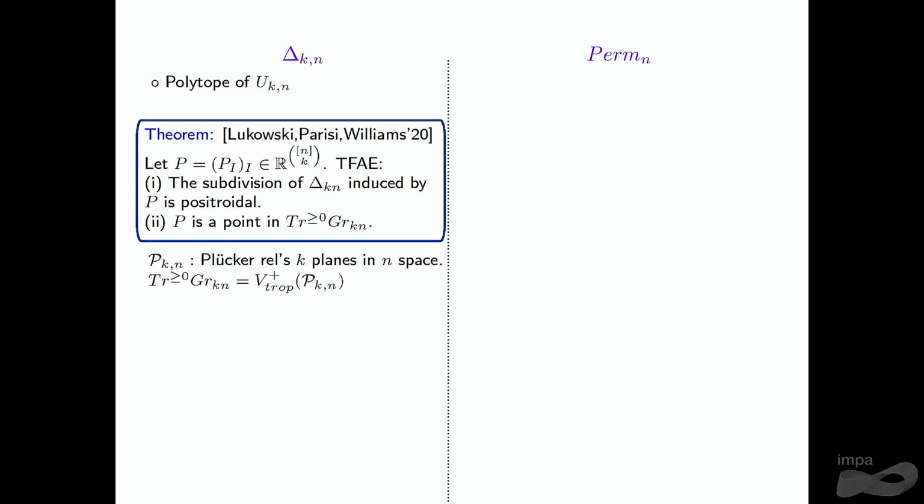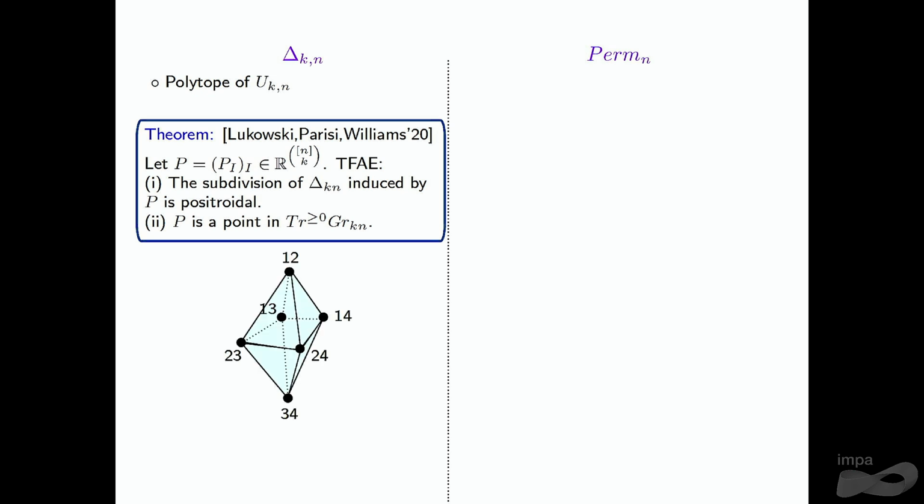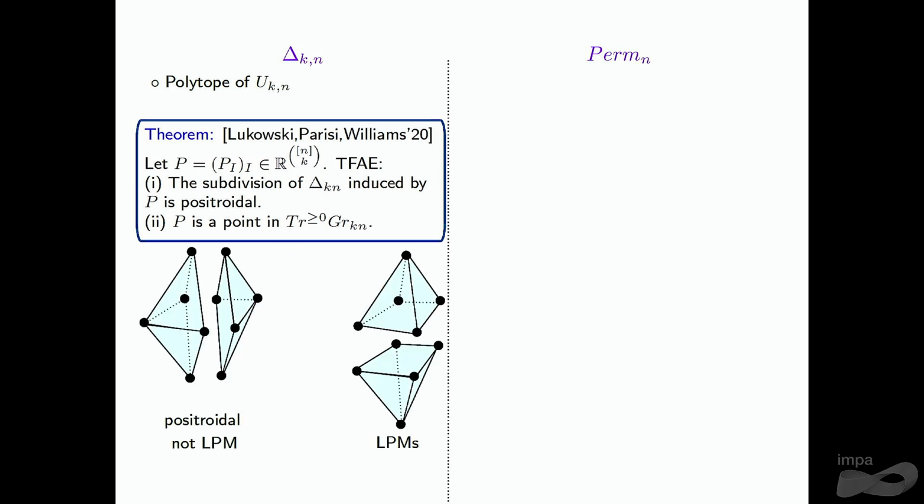If you subdivide the hypersimplex so that each piece is a positroid, then that subdivision is regular, and the heights are a point in the positive tropicalization of the Grassmannian. Here is the hypersimplex 2,4. This hypersimplex has 3 matroidal subdivisions, so 3 subdivisions where each piece is a matroid. But out of those 3 subdivisions, only 2 happen to be positroidal, meaning each piece is a positroid. Out of those 2 subdivisions, only 1 happens to have only LPMs as pieces.